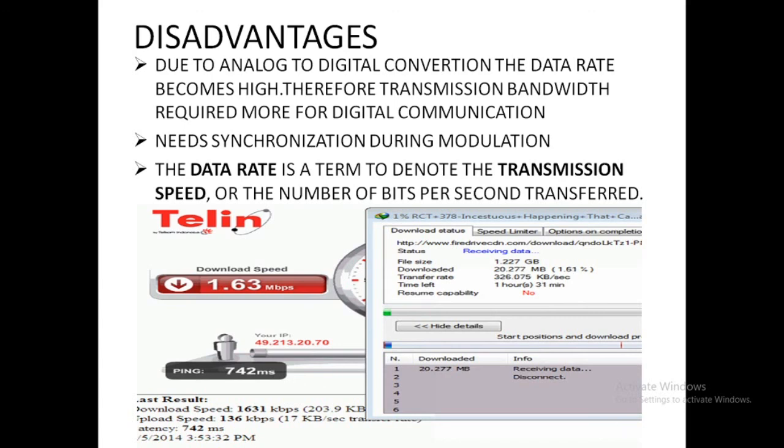However many advantages there are, there will be at least certain disadvantages. The first and foremost disadvantage is that due to analog to digital conversion, the data rate may become high. What do you mean by data rate? The data rate is nothing but the transmission speed, or the number of bits per second transferred. Therefore, the transmission bandwidth required is more for digital communication. As the number of bits to transfer increases, the bandwidth also increases, which results in bandwidth increment.